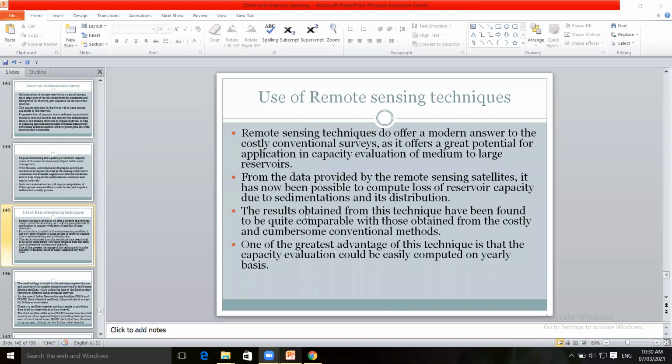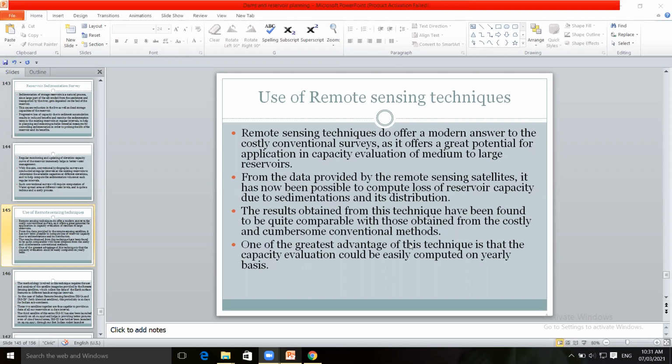So the results obtained by this remote sensing technique and the results obtained by using conventional methods are compared. There may be some difference, but they give similar results.